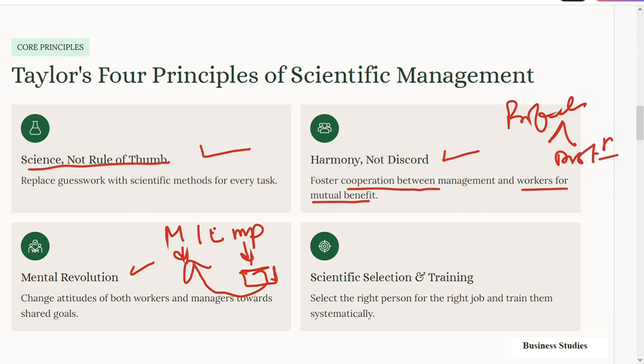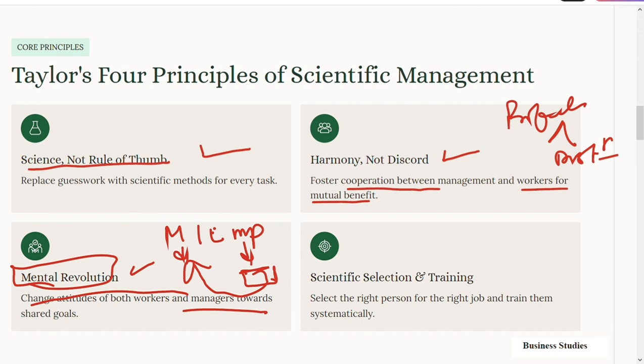We should have a mental revolution wherein management should understand that employees are important for the business. At the same time, employees should understand that it is not the case that managers are taking all the profit. Rather, we should change the attitude of both parties, right? And we should have the mental revolution, where both parties change their attitude. So this is the third principle of management given by Frederick Winslow Taylor.